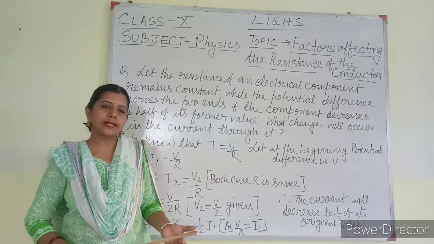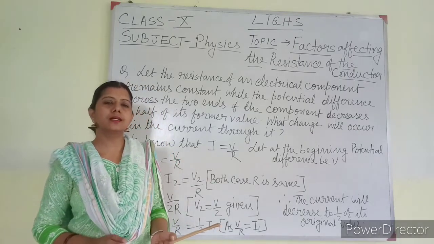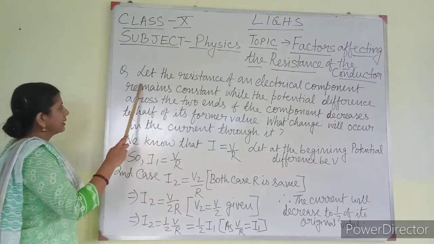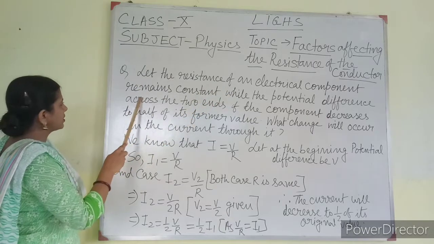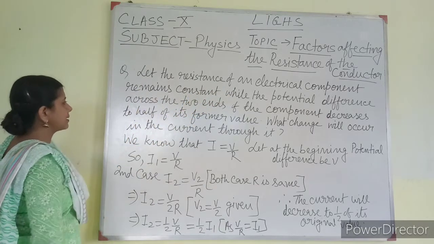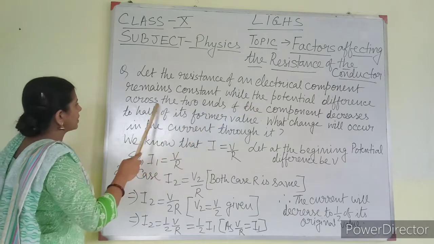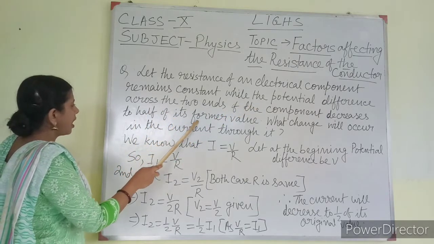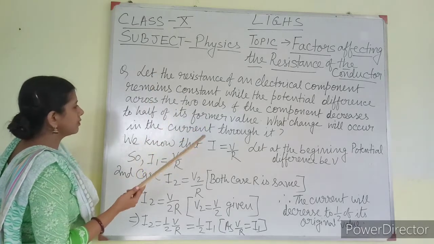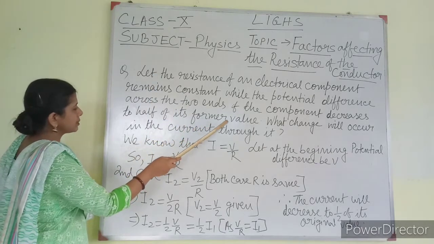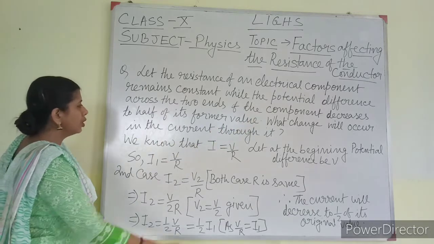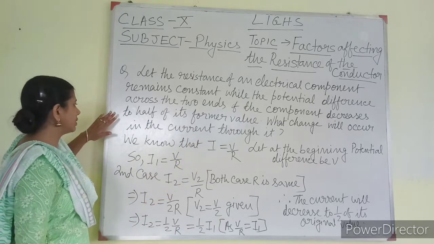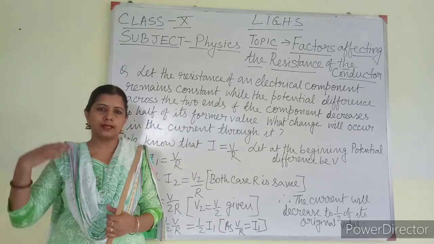I am going to solve another numerical. This numerical is there in your book as an in-text question. What is the numerical? Let the resistance of an electrical component remain constant, that is R is constant, while the potential difference across the two ends of the component decreases to half of its former value. Whatever was the value previously, now it has decreased to half of its value. What change will occur in the current through it? That you have to find out.